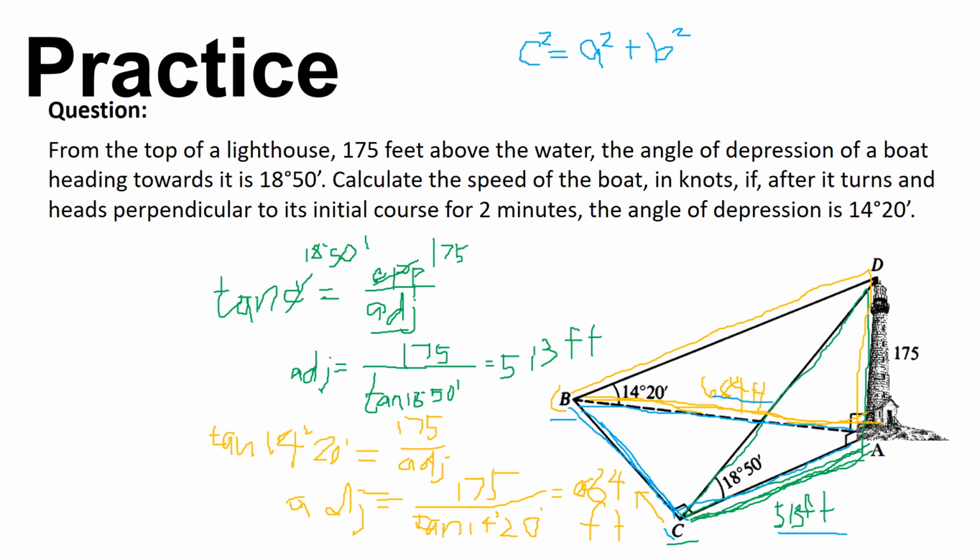Remember that the hypotenuse is opposite to the 90-degree angle. In the blue triangle, our 90-degree angle is right here at position C. Therefore, the side opposite to it is the hypotenuse, and that side has a measure of 684 feet. So that's our hypotenuse, 684 feet. And one side is equal to 513 feet.